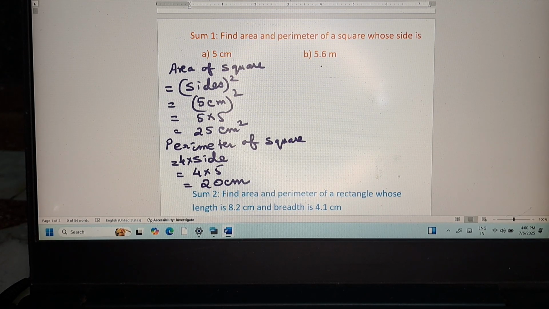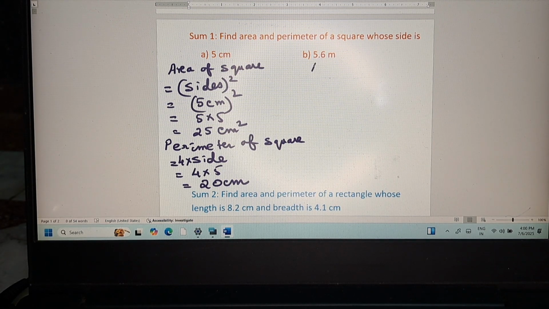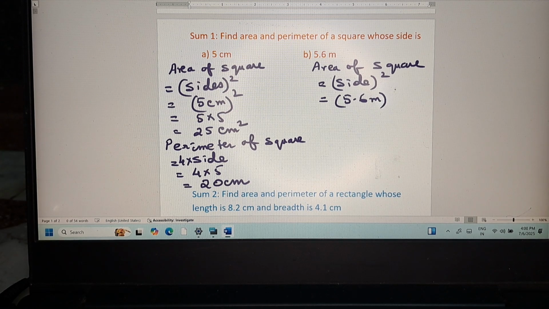Next, in this sum the side is given in decimal, that is 5.6. The same formula we will use. Area of a square, that is side square. Here the side is given 5.6. It is in decimal, so we need to multiply 5.6 into 5.6. Let us do the rough column. 5.6 into 5.6. The answer will be 31.36 meter square.